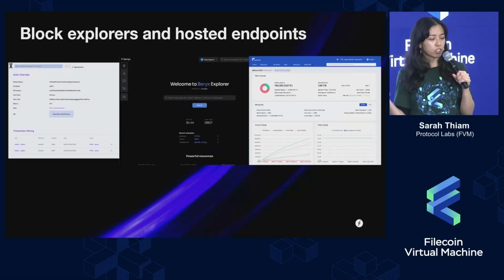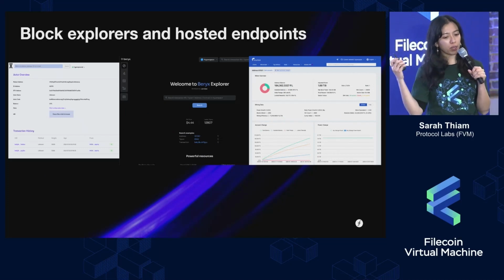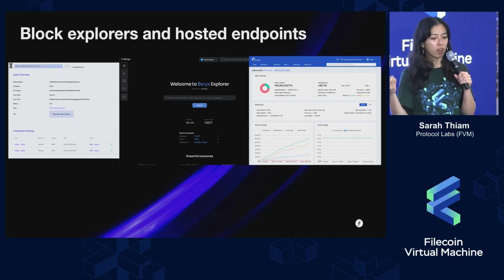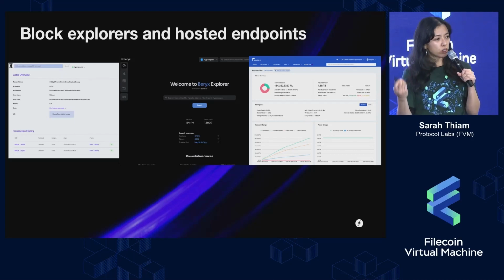We also have block explorers and hosted endpoints. A few examples here, but I didn't put the URLs here because it's hard to key into your phone. We have block explorers, about 5 to 6 of them as of today. We have Glif, we have Barracks from Zondax, we have Starboard, Filfox, and so on. We have a lot more block explorers that are coming up, and these are all FEVM compatible. So once we launch the mainnet, these should allow you the same capabilities that you see with Etherscan today.